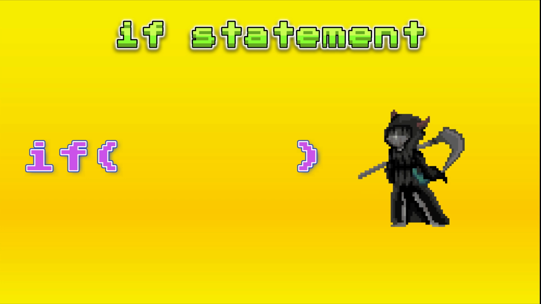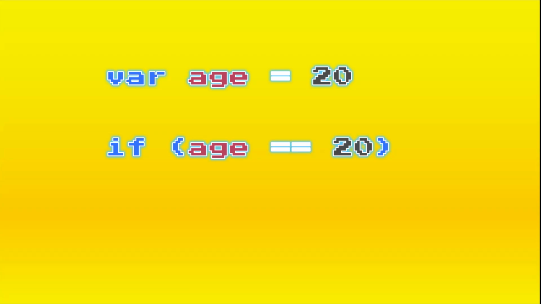Let's see a simple example in JavaScript. First, let's create a variable that holds an age. Let's say 20. To write the if statement, first we start with the keyword if, followed by parentheses. Inside the parentheses we write an expression. For example, we check if our variable age is equal to 20.